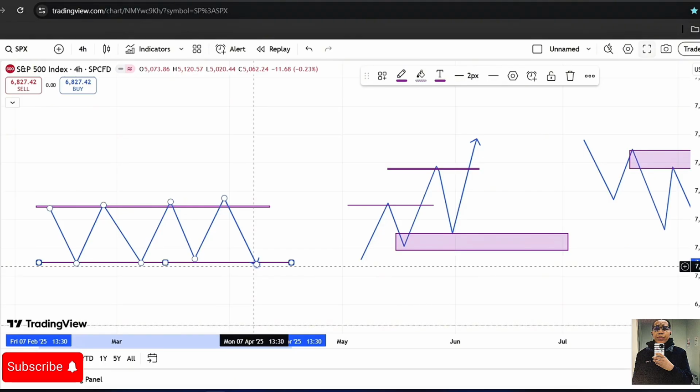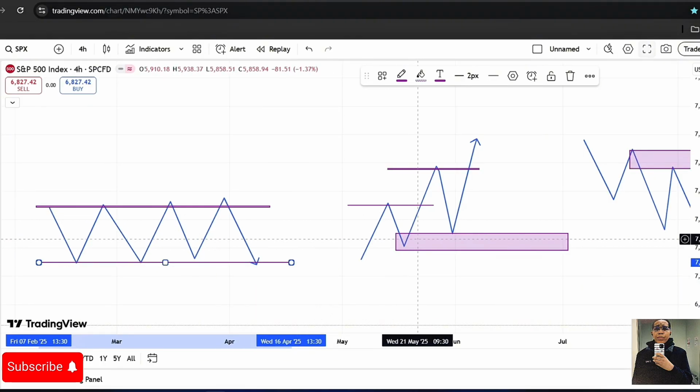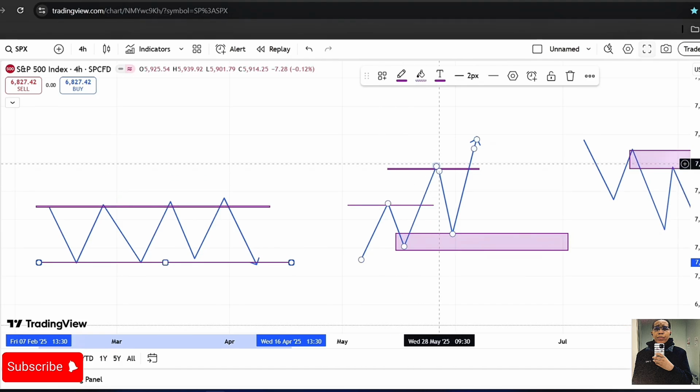So let's now talk about entry confirmation. Whenever you see an order block, it doesn't necessarily mean that you have a break of structure, you have price pulling back to the order block, and then you just enter.